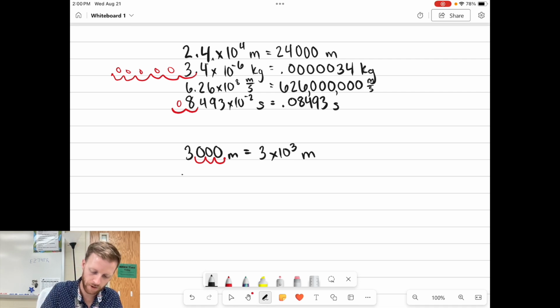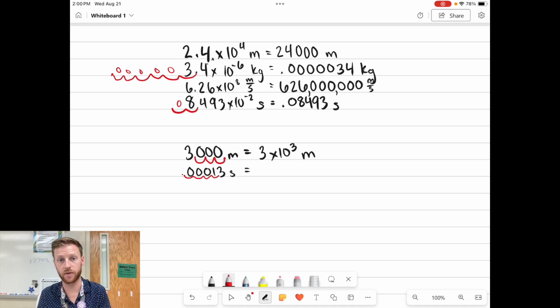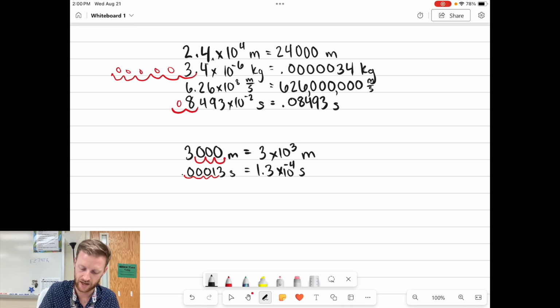All right, how about 0.00013 seconds? Well, what does that equal? I have to look at this, and I'm going to drag this 1, 2, 3, 4 spots in to get it to that number that's less than 10, so 1.3. And then I moved it 4 spots, so times 10 to the negative 4 seconds. So again, small number, so it has a negative value along with it.